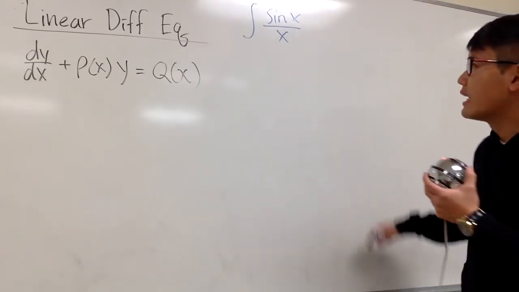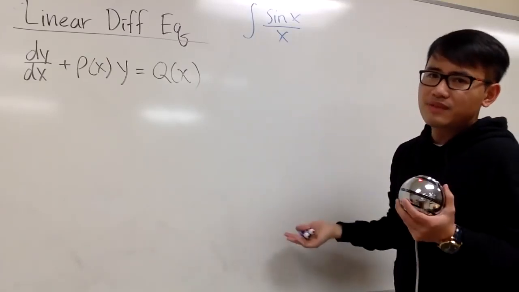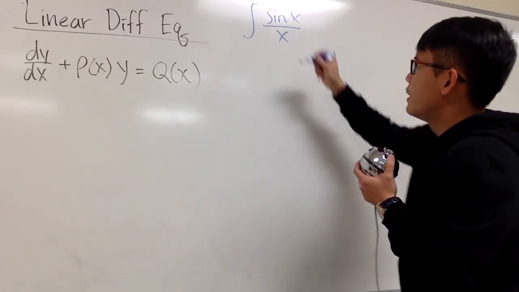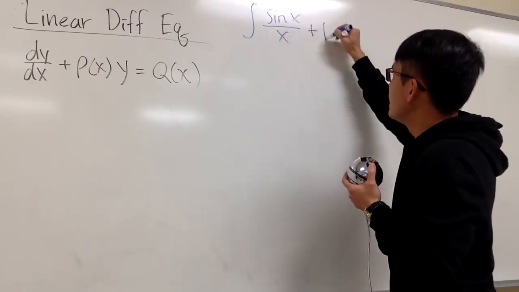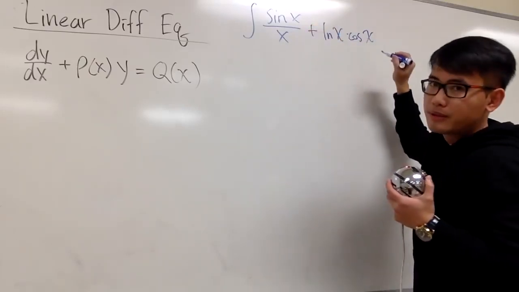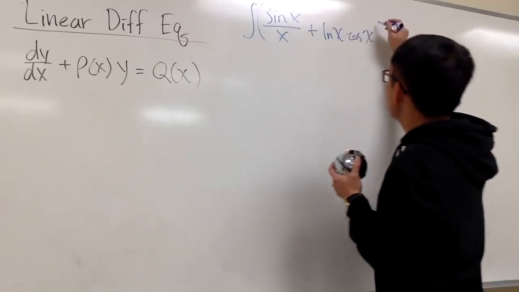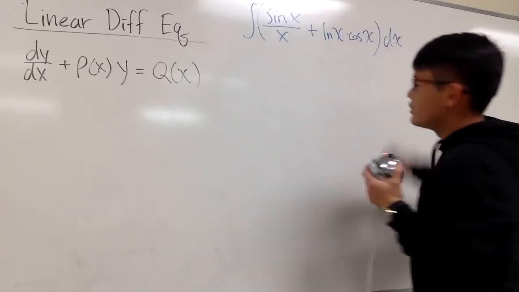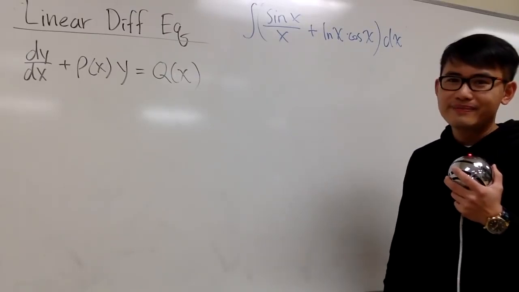But what if I tell you that maybe I can add something right here? Let me ask you guys the following integral instead. What's the integral of sine x over x plus ln x times cosine x? And now, suppose this is my actual question I want to ask you guys. I'll put a parenthesis around this and a dx so I can be legitimate. What's the answer to this integral now?